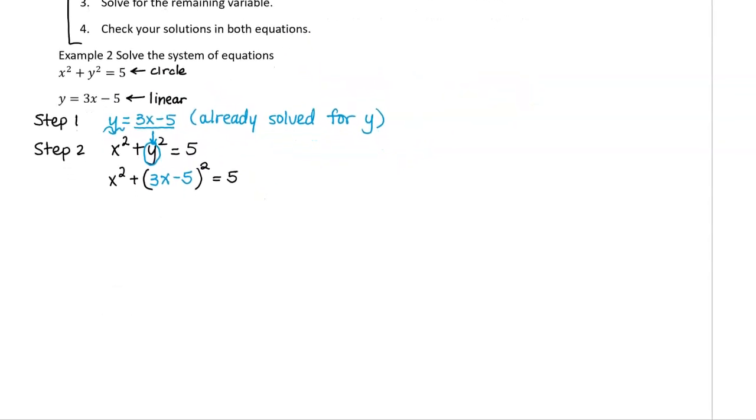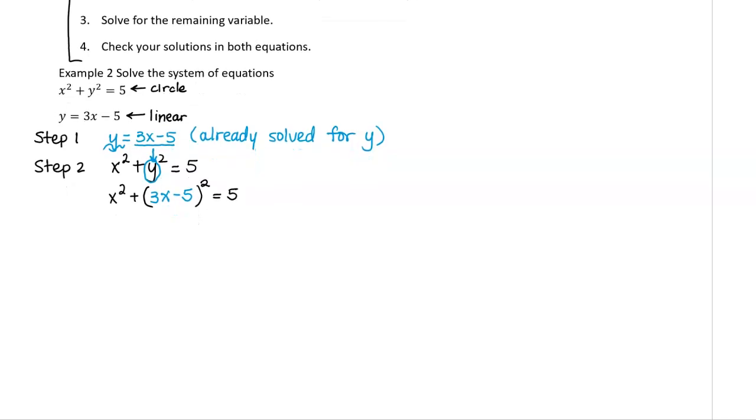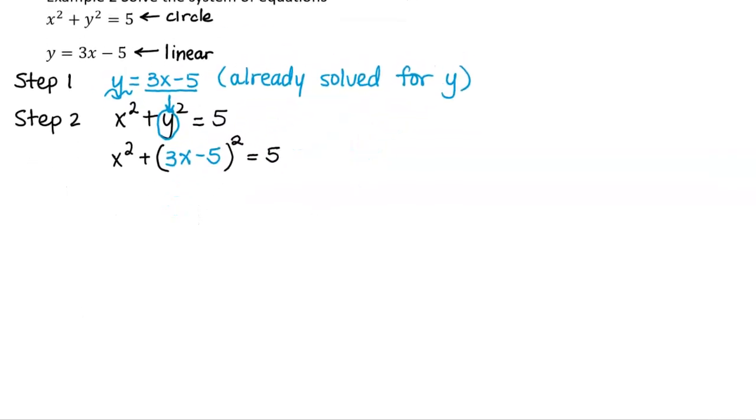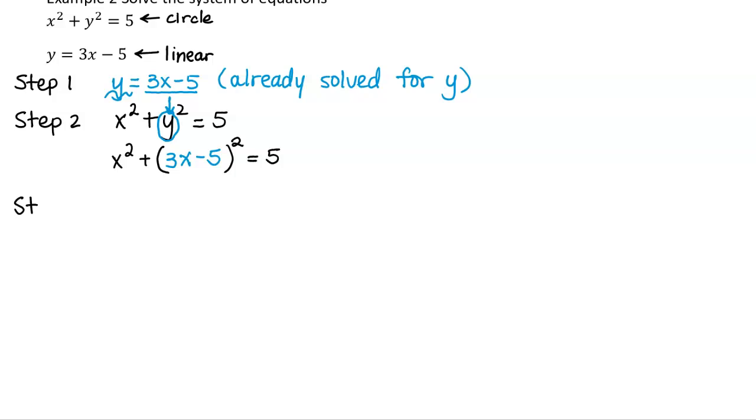So now we're on to step 3, where we want to solve for the remaining variable. In step 3, I'm going to be working with this new equation here that only has x in it, and we're going to solve for x. So let's do some algebra. I'm going to take that 3x minus 5 and square it, which does mean we have to FOIL it out, use the distributive property. You may want to use the box method to do that. But as long as you're using the distributive property, we're in good hands.